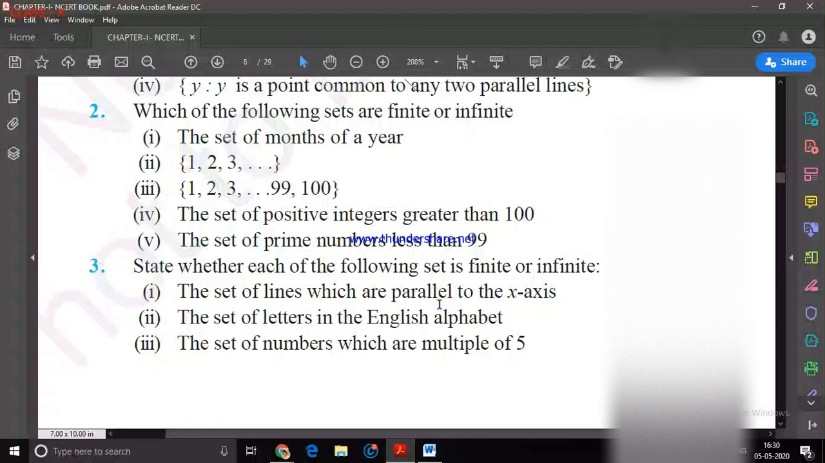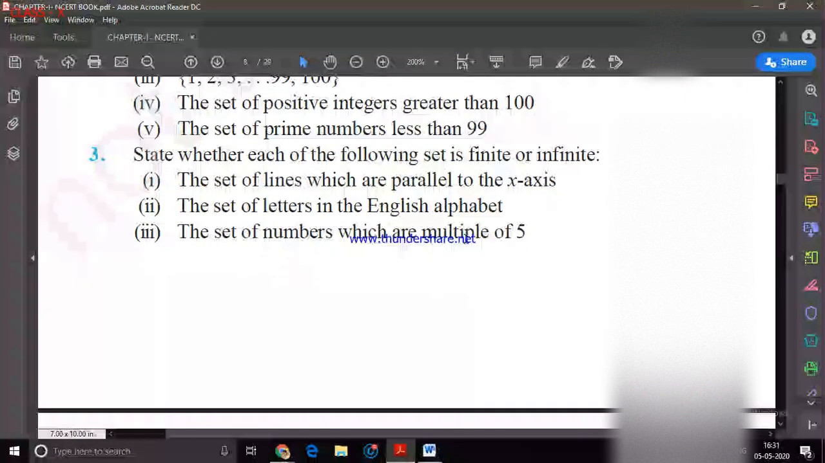The set of positive integers greater than 100. Yeah, positive integers which are greater than 100. How many will there be? Yes, infinite. Next, a set of prime numbers less than 99. Obviously, there are only countable numbers, so it is finite.